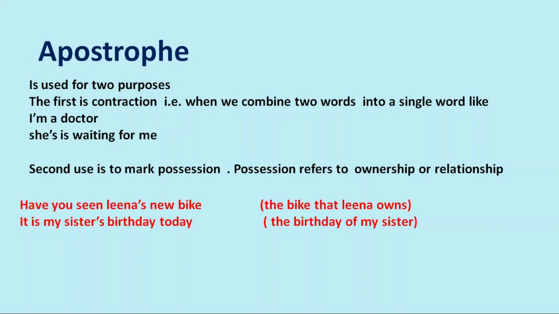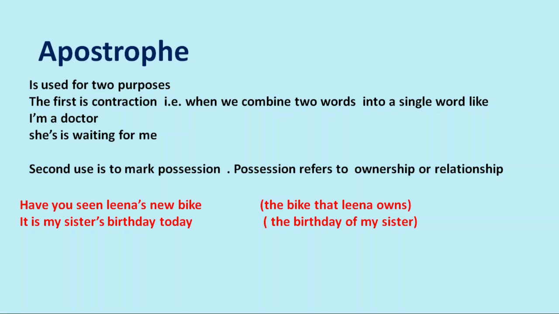Finally, let's move on to our last punctuation, the apostrophe. It is used for two purposes. The first is contraction. That is, when we combine two words into a single word, like I'm a doctor, she's waiting for me. The second use is to mark possession. Possession refers to ownership or relationship.